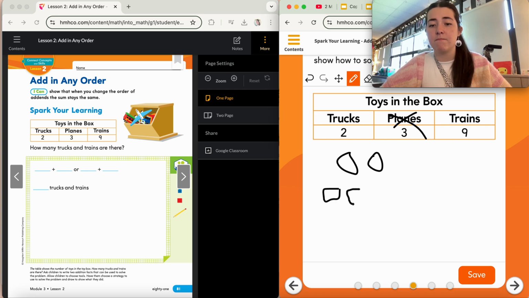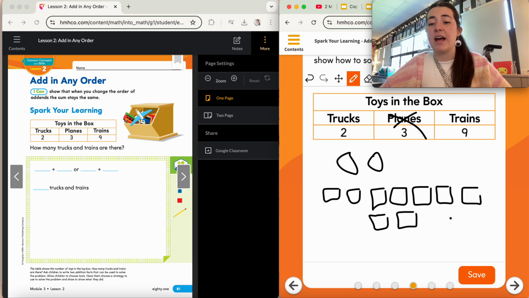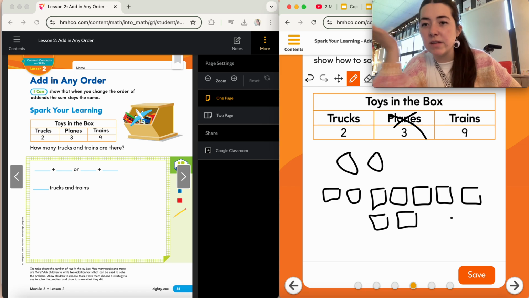1, 2, 3, 4, 5, 6, 7, 8, 9. Very good. And remember, the reason I do circles and squares is so that I don't get confused.